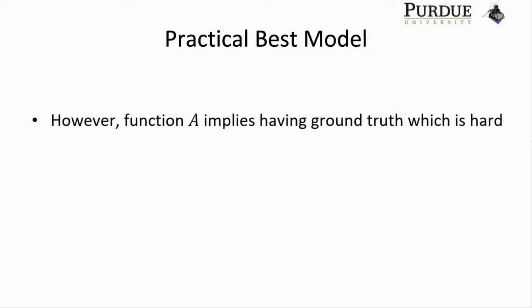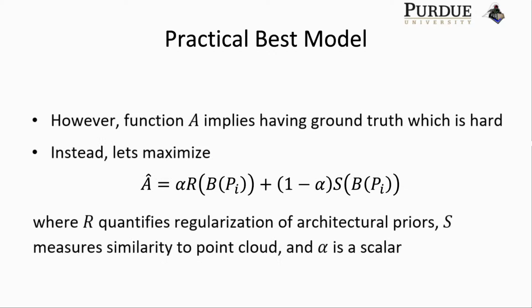Since we don't actually have the ground truth, we instead maximize this expression as a proxy, where R quantifies the regularization with respect to the architectural priors, and S measures the similarity to the input point cloud, with alpha as a balancing parameter. Intuitively, by balancing regularity and similarity, we arrive at an optimal combination with regards to the unknown ground truth.